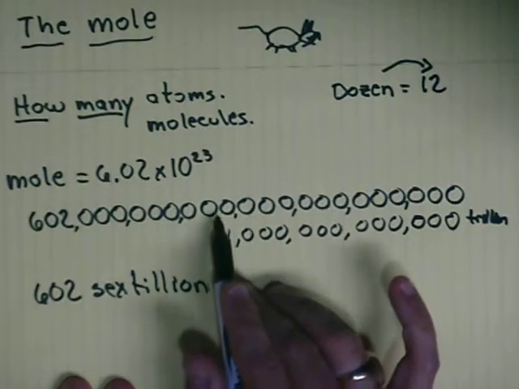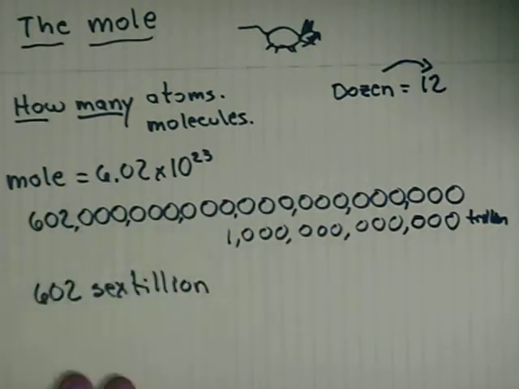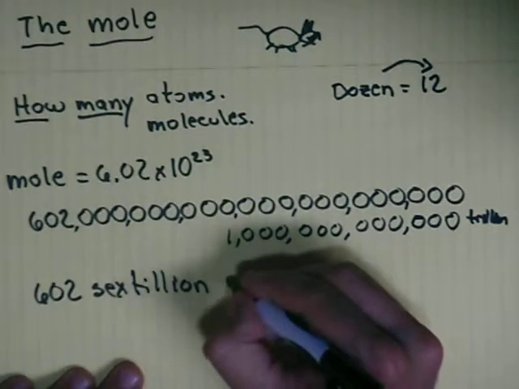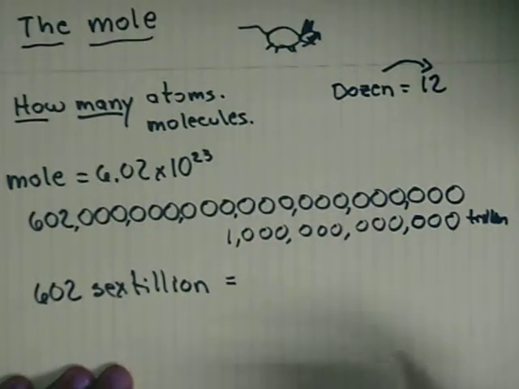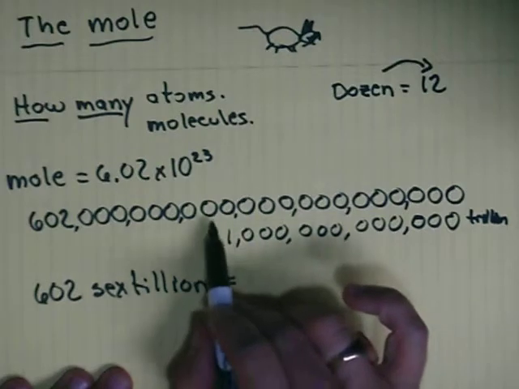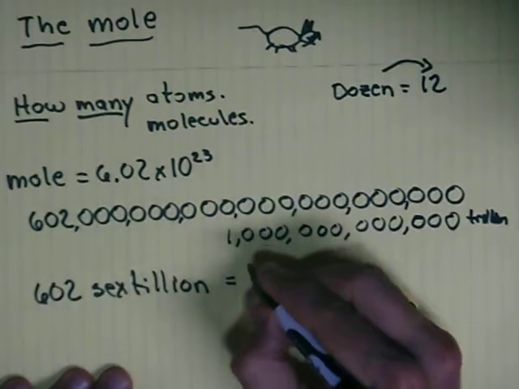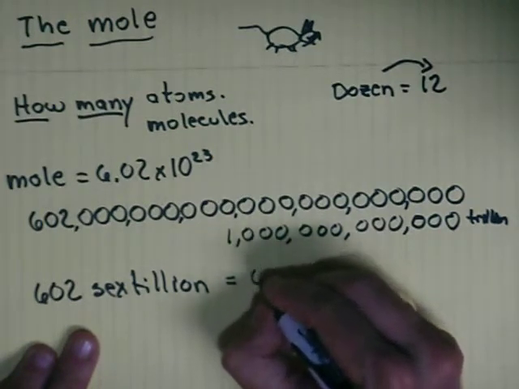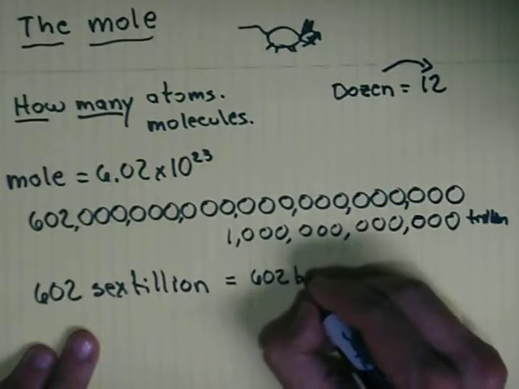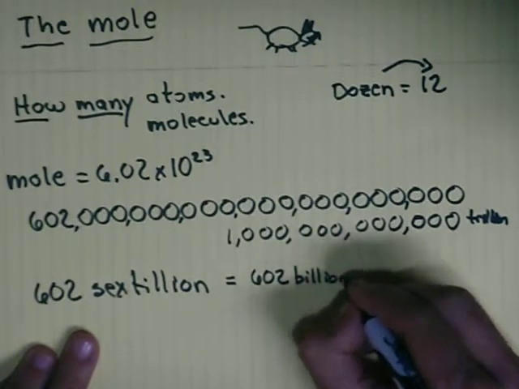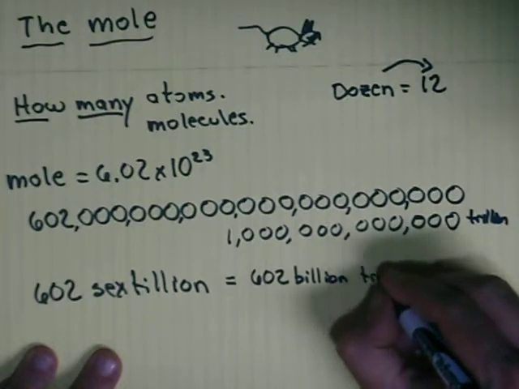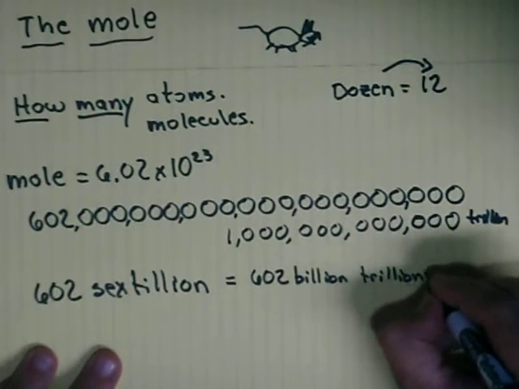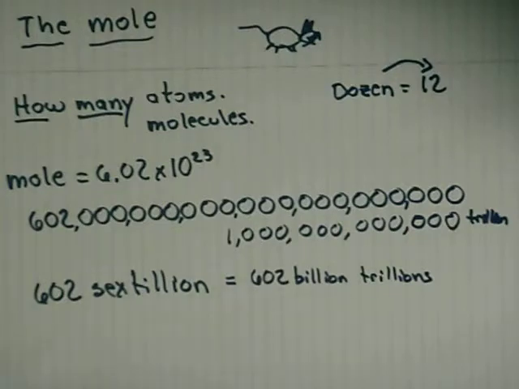So a way of thinking about it is: hundreds, thousands, millions. 602 sextillion is if you had 602 billion trillions. I mean, just huge, huge numbers, ridiculously big numbers, and so that's what a mole is.